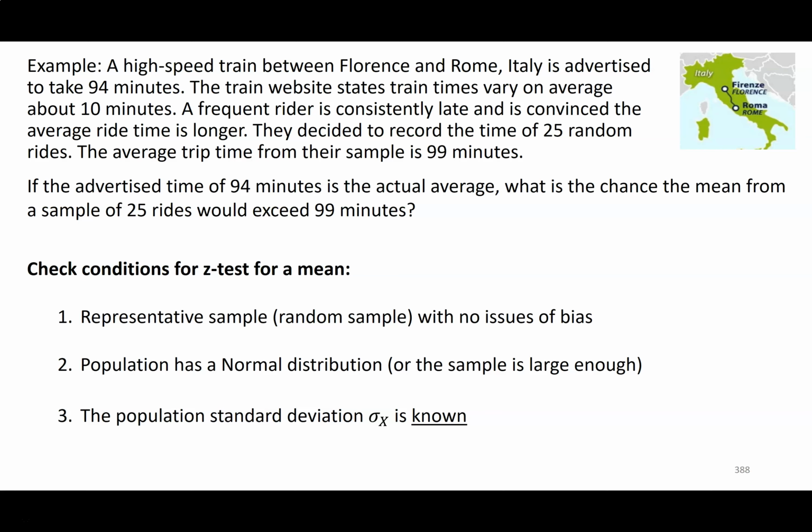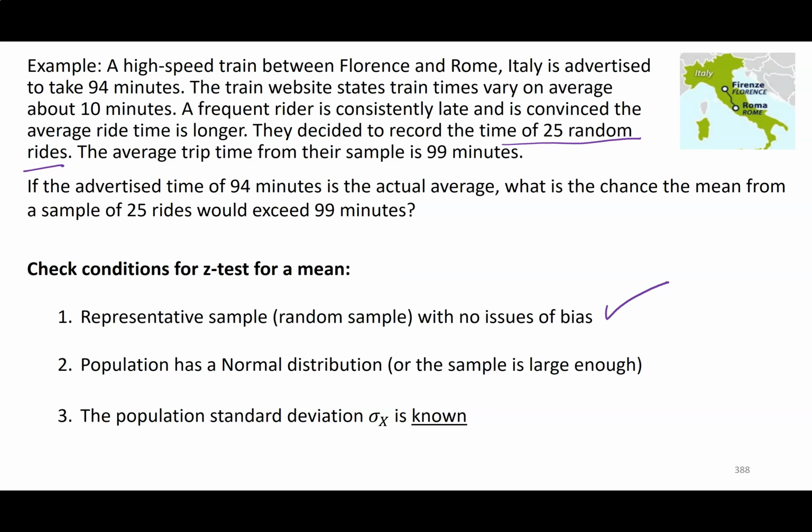Checking our conditions here. We want to know, do we have a random sample, with no major issues of bias that we can see? They took 25 random rides. Hopefully they didn't ride 25 random rides, they just captured how long they were. So I'm going to say yes. The 25 random rides were selected.